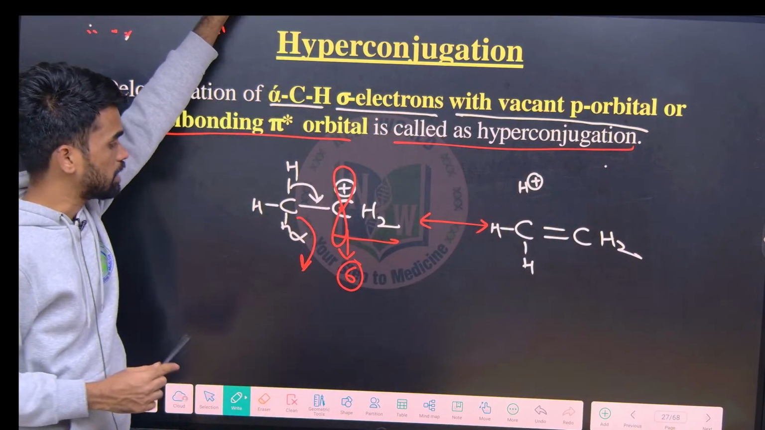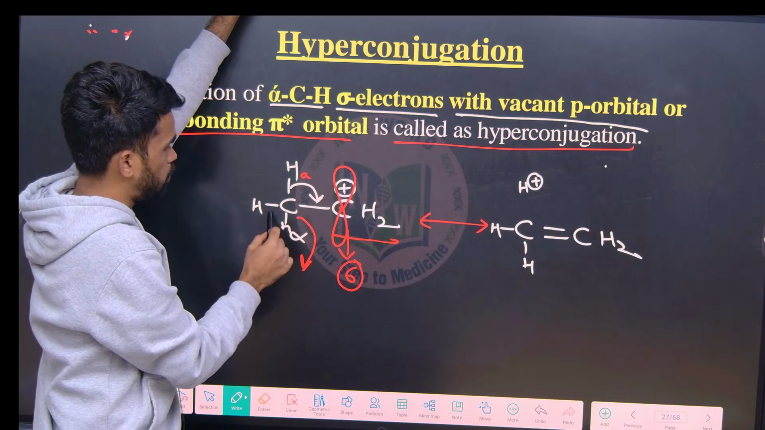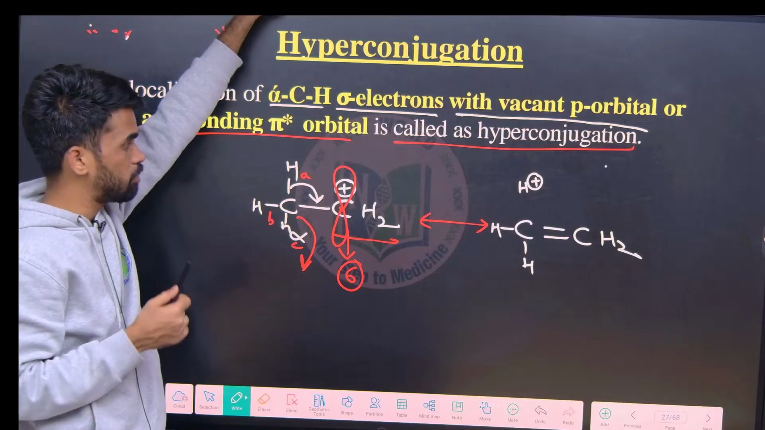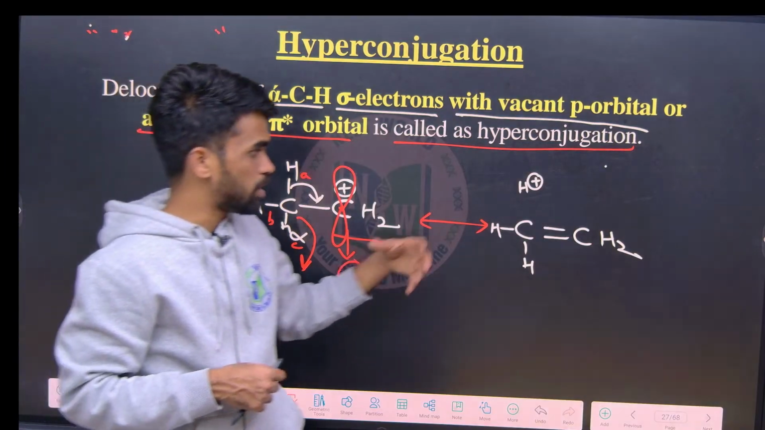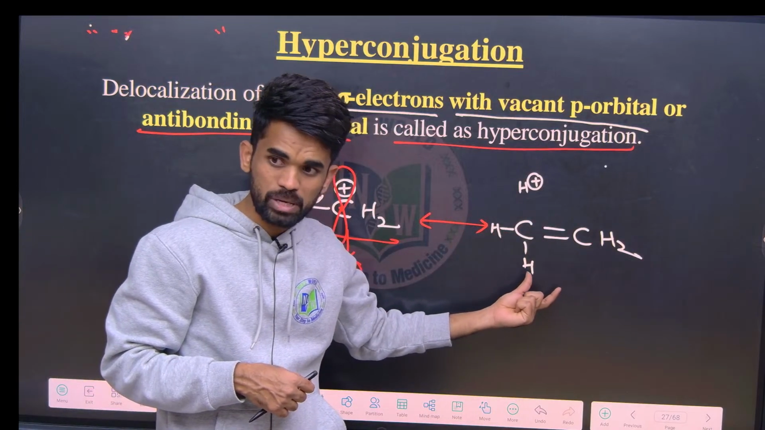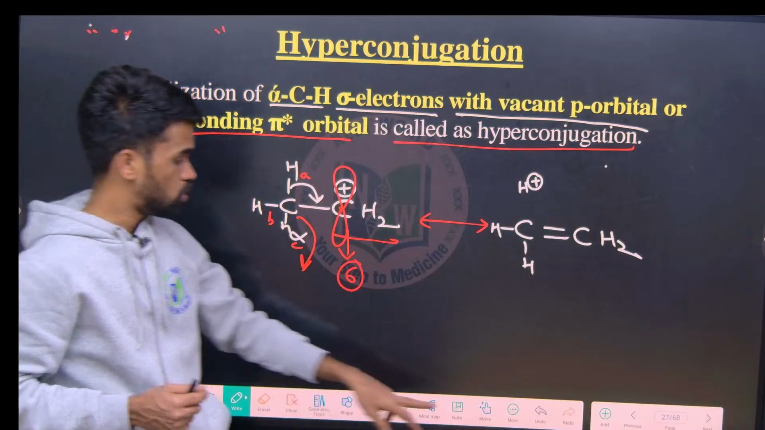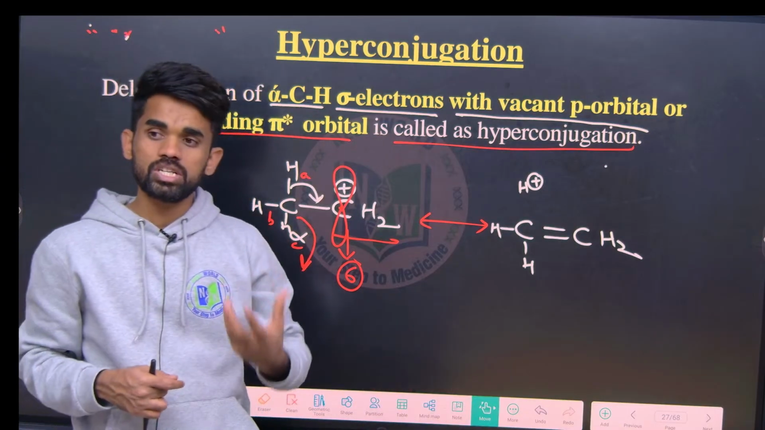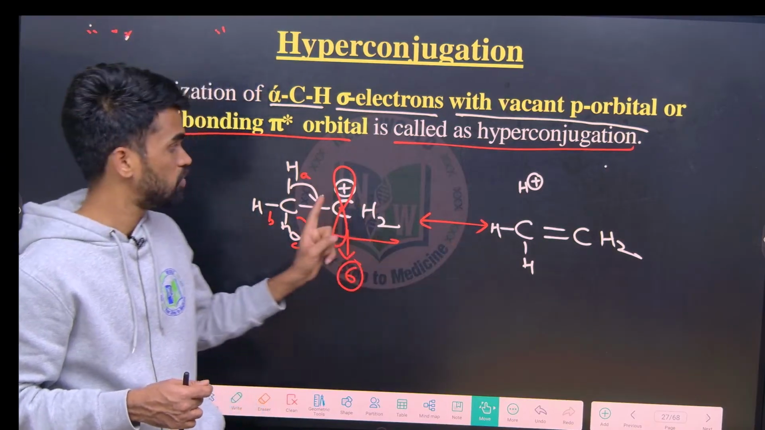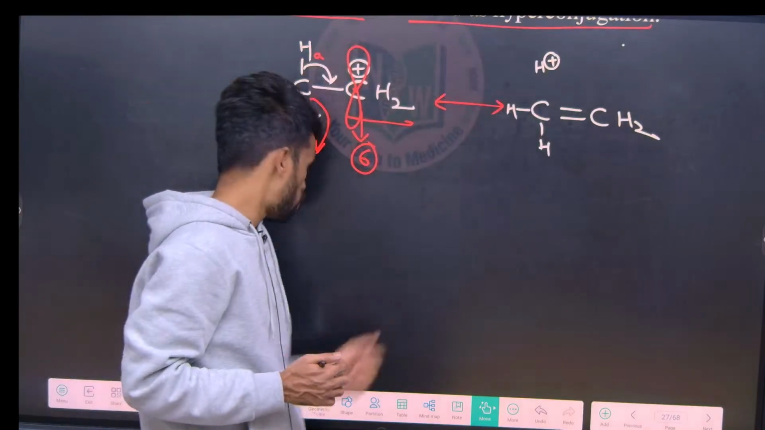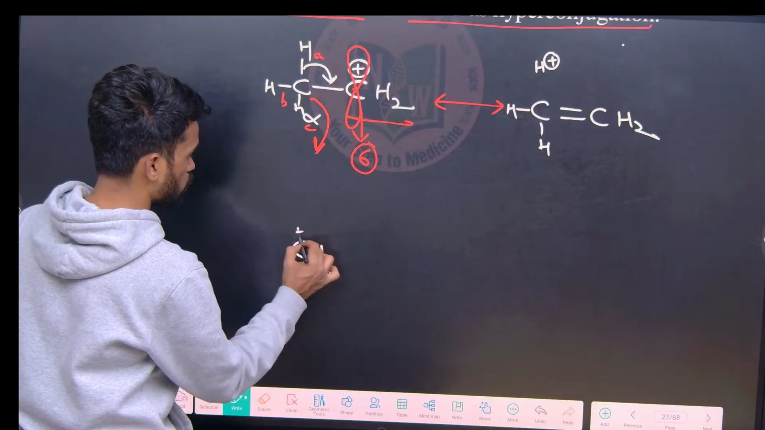Like that, how many alpha hydrogens are there? A, B, C, 3 are there. So it will repeat with all these 3 hydrogens. It means the number of hyperconjugative structures will be equal to the number of alpha hydrogens present in the given compound. Okay, so the more the number of hyperconjugations, the more the stability. So the more the number of resonating structures, the more the stability of the carbocation. Now tell me, out of these 3 compounds, which is the more stable carbocation?